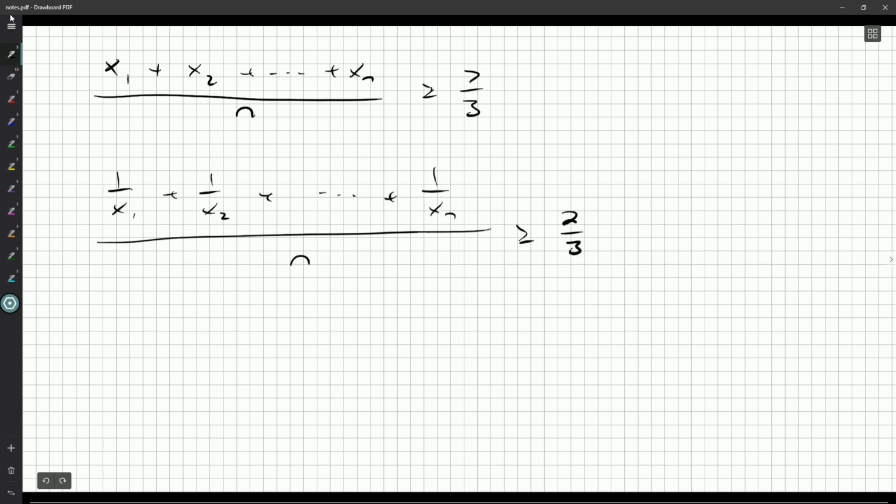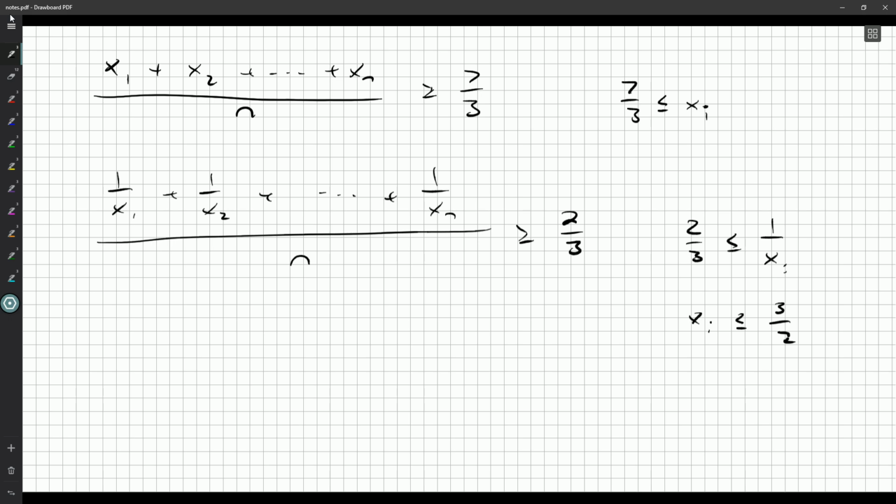So what does this suggest to me? On average, the x's need to be at least 7/3. So that's just a little bit more than 2. And on average, the reciprocals need to be at least 2/3. So what would that be? On average, they have to be at most 3/2.